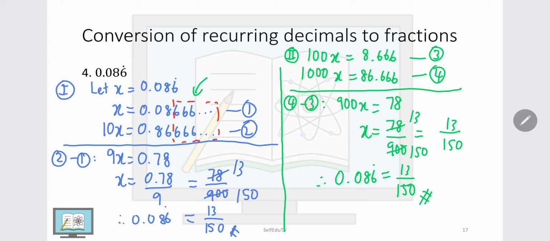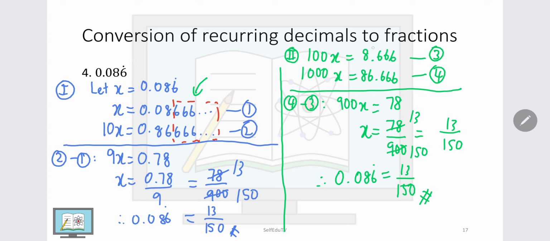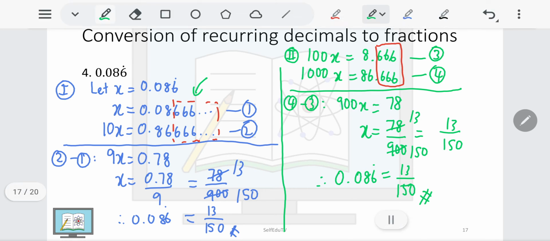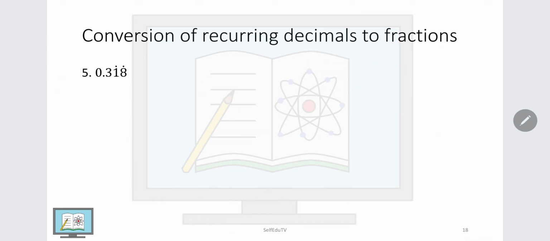So method 2 is an alternative method in case some students find it difficult when dealing with repeating digits. If you multiply by 100 and 1000, then it's much clearer, because when you subtract, the repeating part will disappear. So you just need to choose only one method that suits you. Okay, you may pause this video to try.